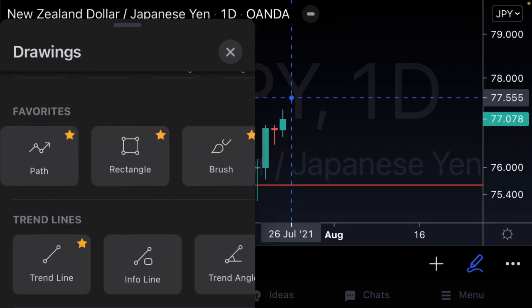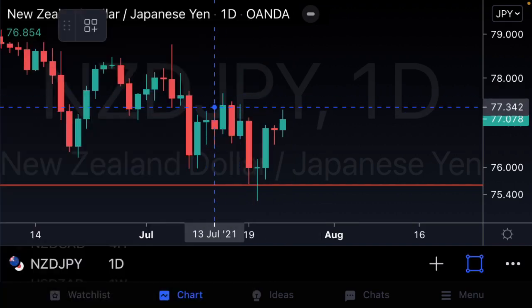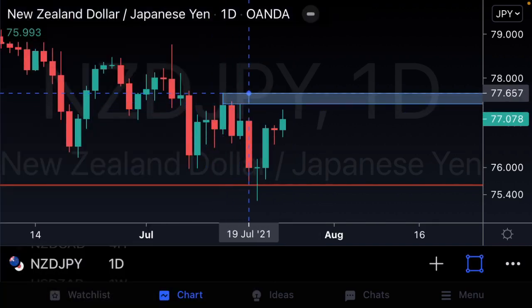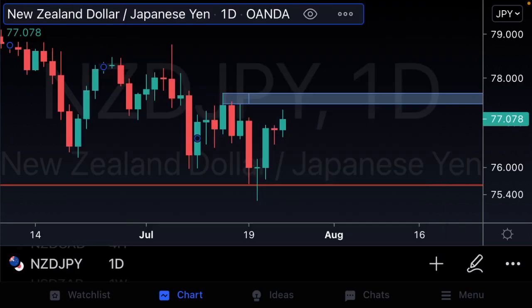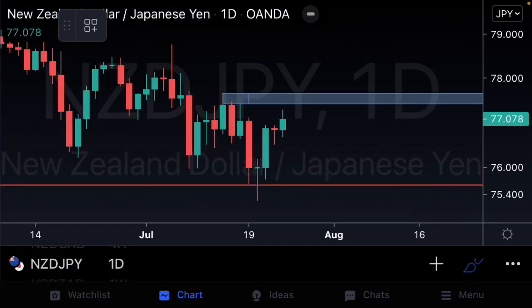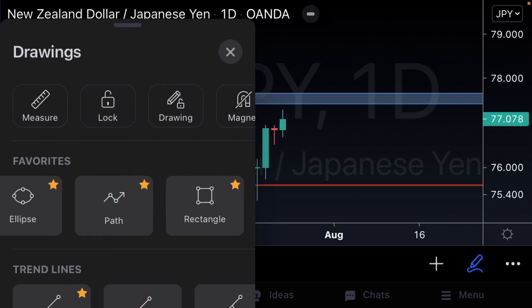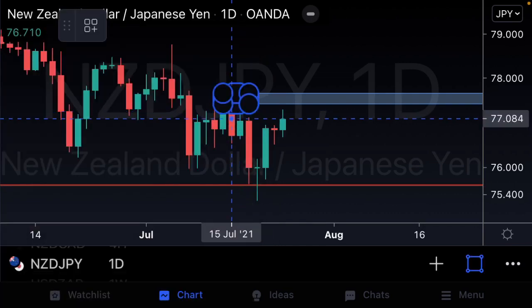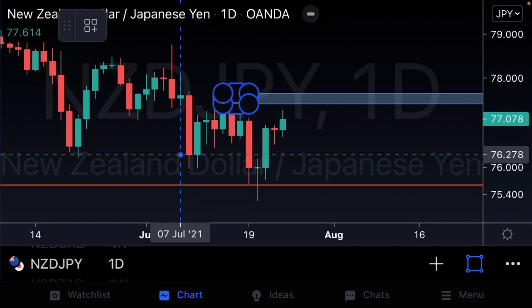Where's our box? Let's just get our box over there. We have some important resistance in this area here. We also have nice important support that prices violated to the downside and broke back above. Let's just get this horizontal box, this rectangle. There we go.